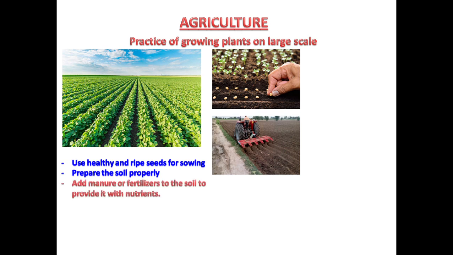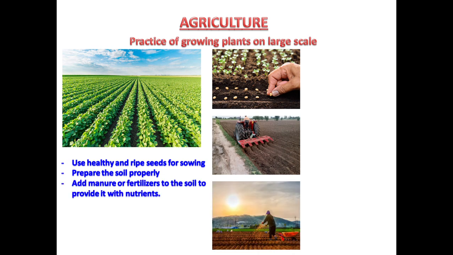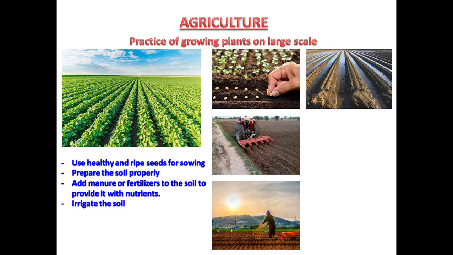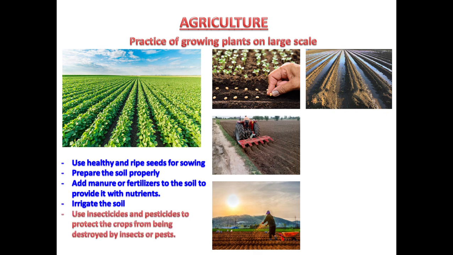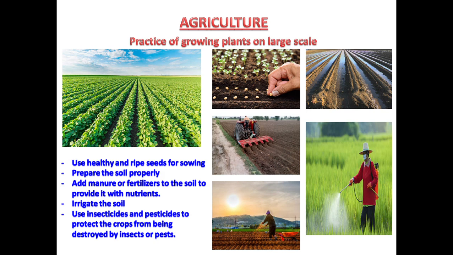Then he adds manures and fertilizers to the soil to provide it with nutrients like nitrogen. So this is how he adds manures and fertilizers to the soil. Here you can see in the picture. Then he irrigates the soil with water. See, like this. Now he also uses insecticides and pesticides to protect the crops from being destroyed by insects or pests, like this. So have you seen, good agriculture can give you good crops?